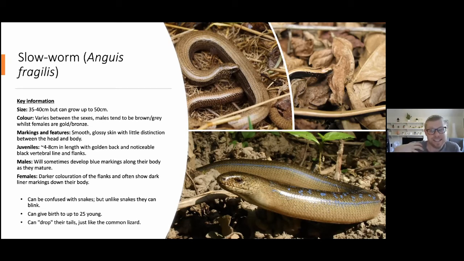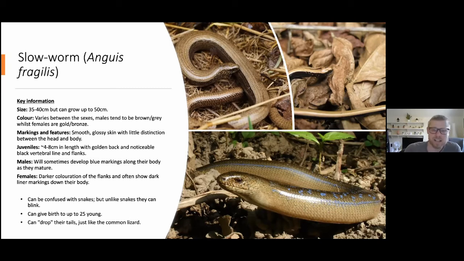Snakes also have a very distinctive head and body. Okay, when you look at the slow worms, if you look at all of these pictures, there's very little distinction between the head and the body. It's almost like they're just one long, thick tube rather than having a distinct head and a distinct body. So a few things you can do to identify it as a slow worm and not a snake.